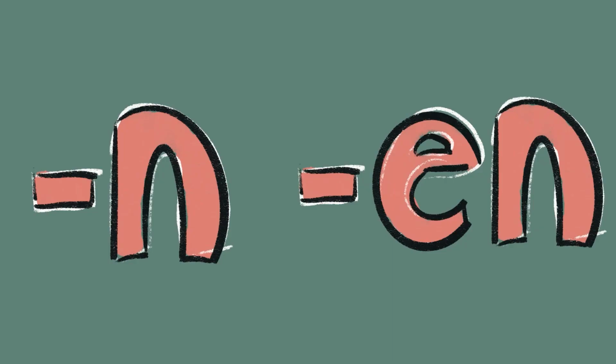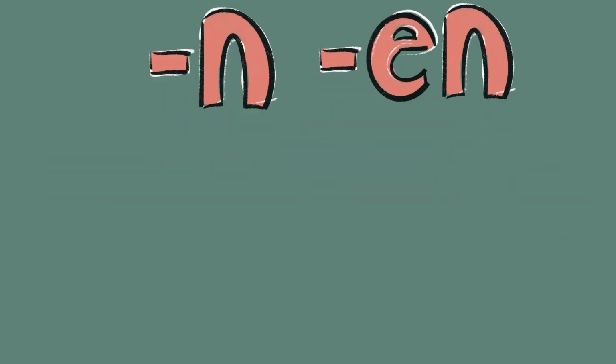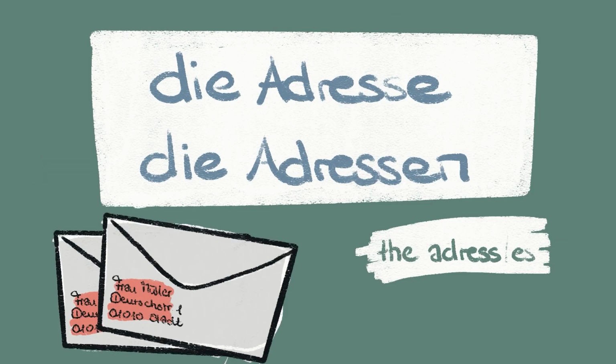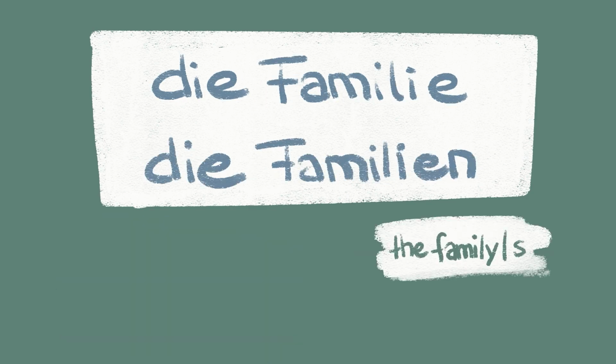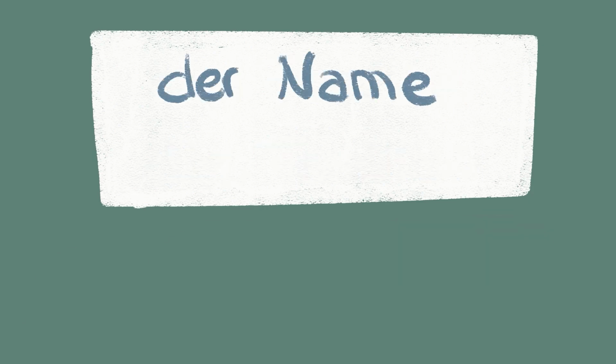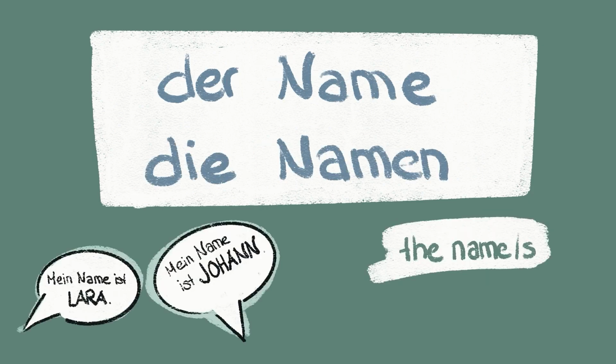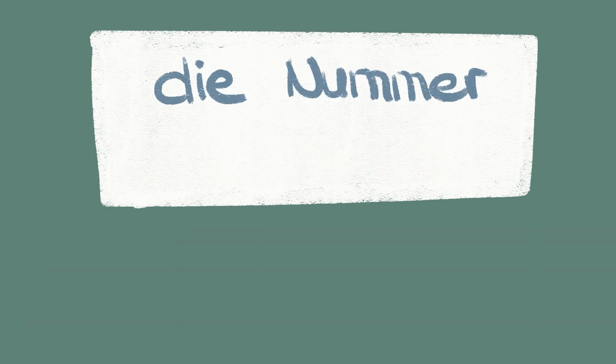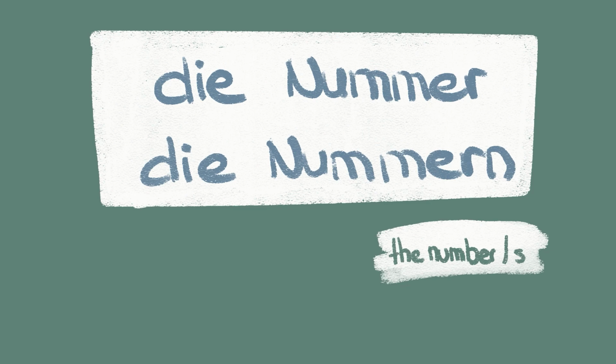To make it even clearer, listen to these examples starting with words where we add n. Die Adresse, die Adressen. Die Familie, die Familien. Der Name, die Namen. Die Nummer, die Nummern.